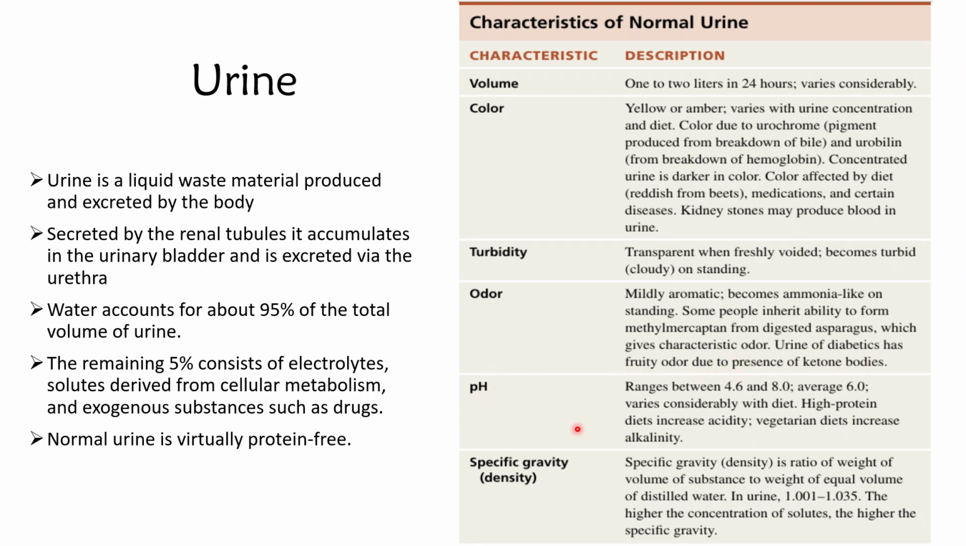Then coming to the pH, it ranges between 4.6 and 8. Average is 6, and it varies considerably with diet. High protein diets increase acidity. Vegetarian diets increase alkalinity. Then regarding the specific gravity or density, specific gravity is a ratio of weight of a volume of substance to weight of an equal volume of distilled water. In urine, the specific gravity is about 1.0012 to 1.035. The higher the concentration of solutes, the higher the specific gravity.